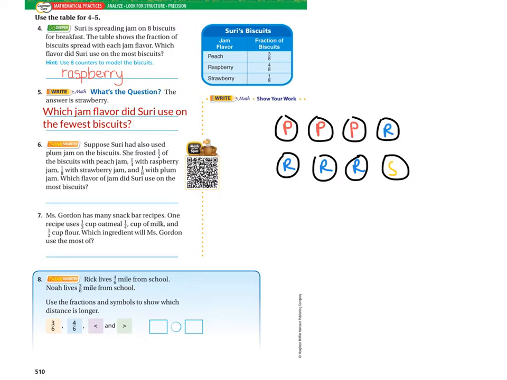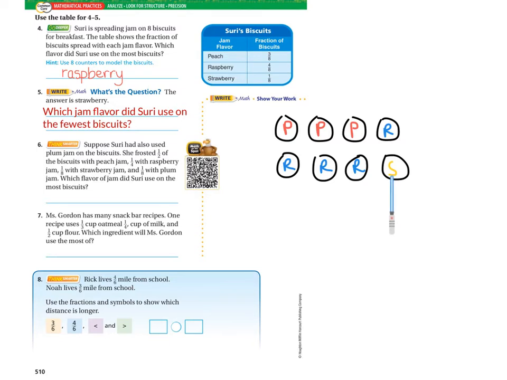These types of questions require us to work backwards. I know the answer. The answer is strawberry. So I want to focus on my fraction for strawberry, which is 1/8. I can also reference the model that we just did over here. And again, I want to focus on strawberry.